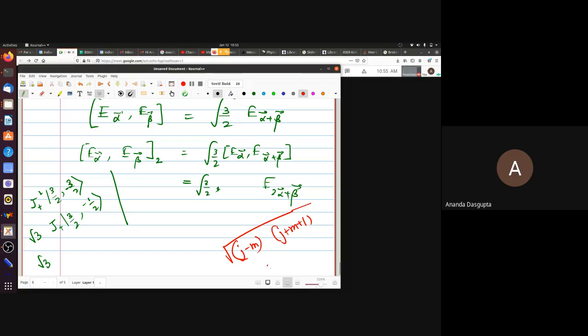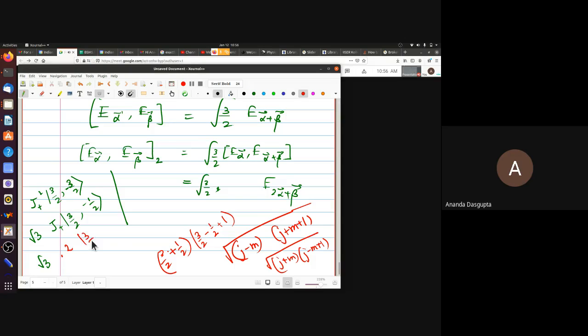This is for the raising. For lowering it is j plus m into j minus m plus 1. Again, easy to remember where the plus sign or minus sign goes. Just remember which one is killed. The highest state is killed for raising, so root over j minus m into j plus m plus 1. j minus m equal to 0 will kill it. So here, what you have is 3 by 2 minus minus half, so plus half. That of course is 2. And 3 by 2 plus minus half plus 1, that's also 2. So what you get is root 3 into 2.